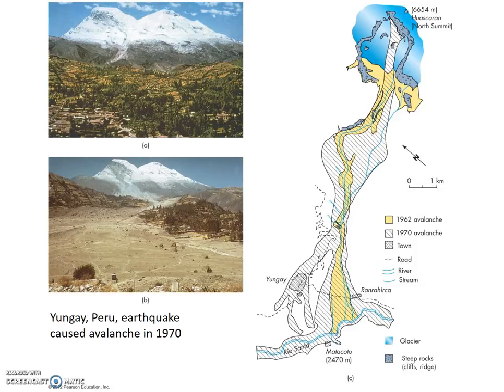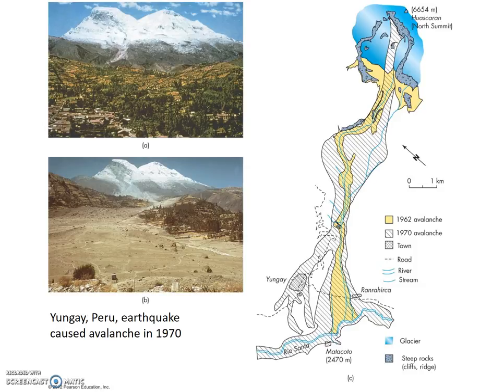In the map of the Yungay, Peru area, these mass movements are called avalanches, one in 1962 and one in 1970. Based on the map, it looks like the people in Yungay, Ranrahirca, and Matacoto got lucky in 1962, but not in 1970.